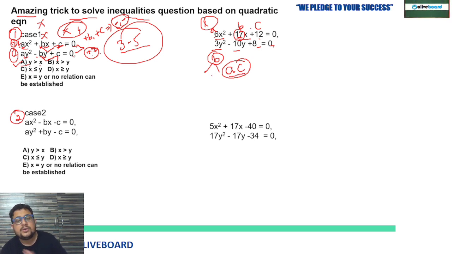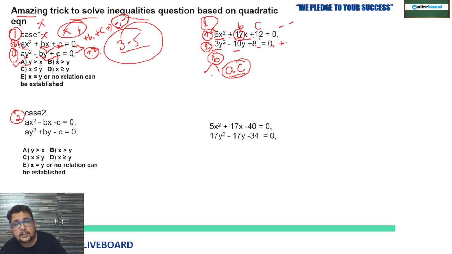But here no need to do anything, just see the sign. Plus plus means both roots are negative. But the first equation must be like this and the second must be like this. Means in one equation B must be positive, C must be positive. In the second equation, B must be negative and C must be positive, the constant term must be positive.